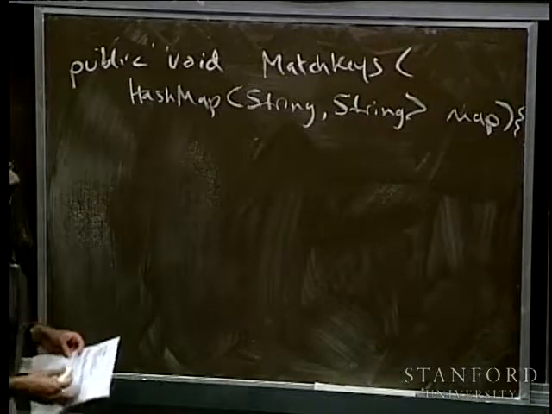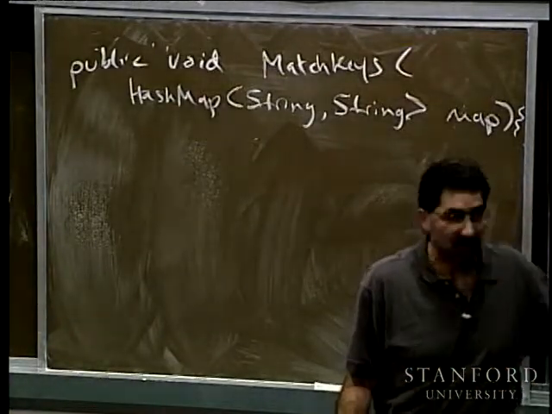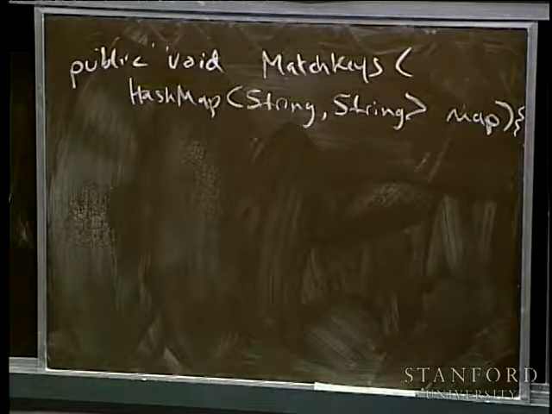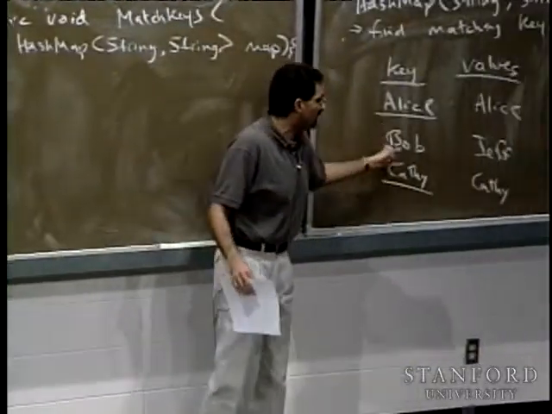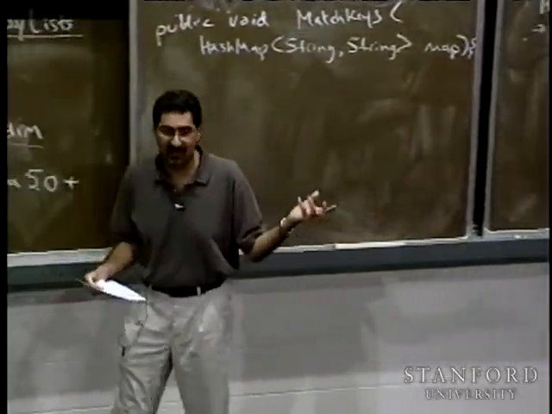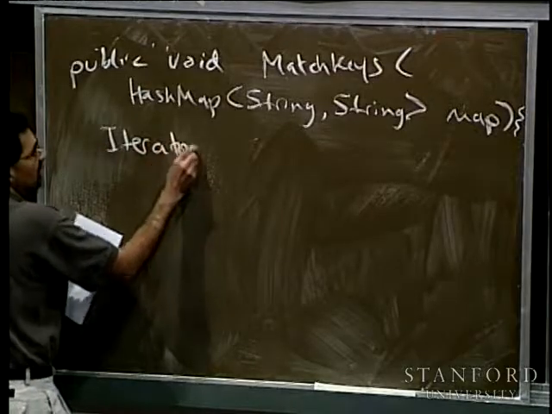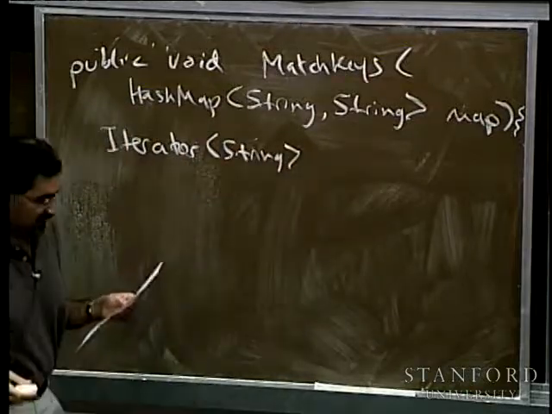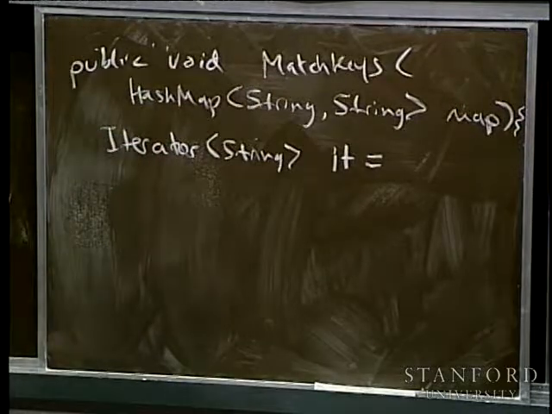If you think about this problem, if we want to find out which keys have the same value as their value, what's the first thing we want to do? We want to iterate over the keys. We want to have some way of saying, okay, I need to go through all the keys and look at them to see if they have the same value. So I'd need to have some iterator. The iterator would have to be over strings because it's going to be an iterator over the type of whatever the key is for the hash map. I'll call it it. And how do I get an iterator from the hash map, or over the key set of the hash map?